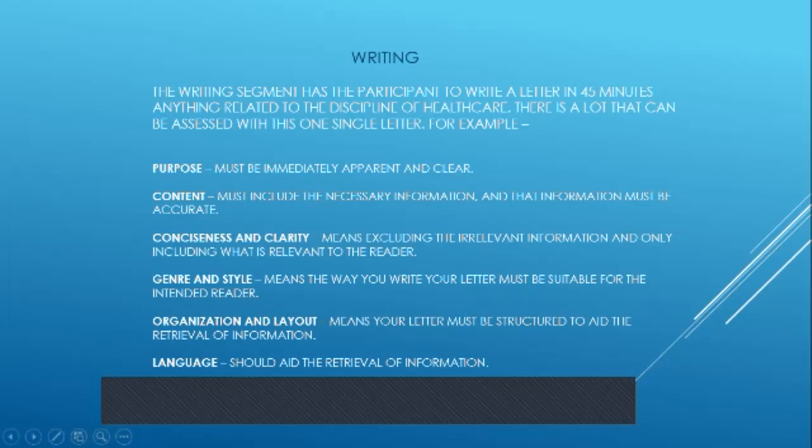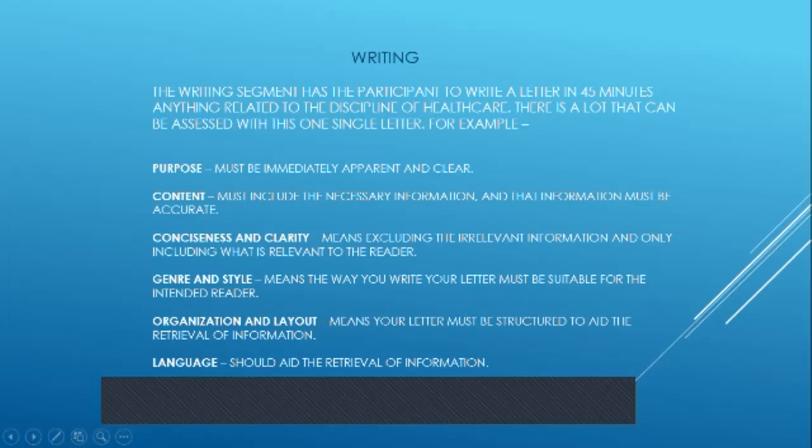Next is genre and style. It means the way you write your letter must be suitable for the intended reader. You're writing it to maybe the home care nurse, or to a gynecologist, a physiotherapist. It should depend on who you are writing it to. It should be suitable for that person, okay. It means you have to write information which is useful to this person, clear?